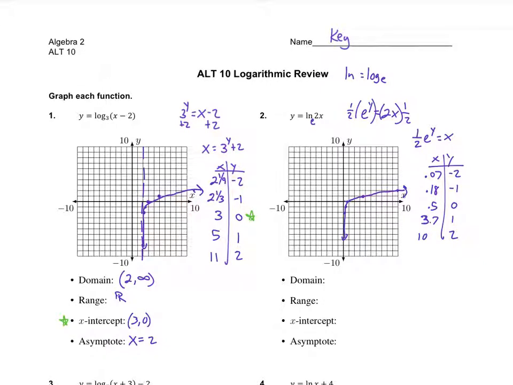So with this one, the graph approaches x equals 0, but never crosses or touches. That's our asymptote. The x-intercept is 0.5, 0. Range, again, is all real numbers, and domain is 0 to infinity.